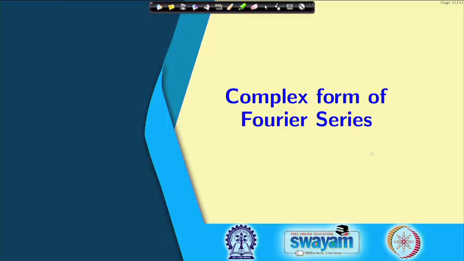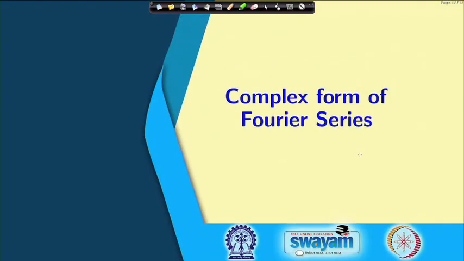So, in this particular lecture, we want to study the complex form of Fourier series. Please note that earlier, whatever form we were doing, that is a function of cos nx or sin nx form. Now, we want to see what is the complex form of a Fourier series, that is the exponential form, how I can represent this particular Fourier series.